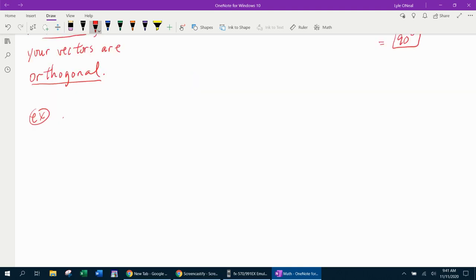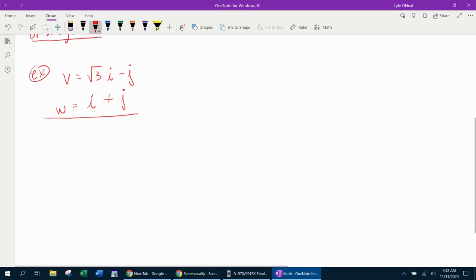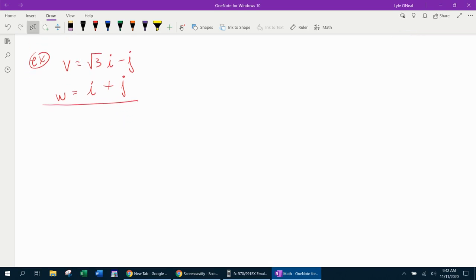And for our next example, we're going to be given that vector V is the square root of 3 i minus j. Vector W is i plus j. And again, they want us to find the dot product and the angle between the two vectors. I said product means stack them.